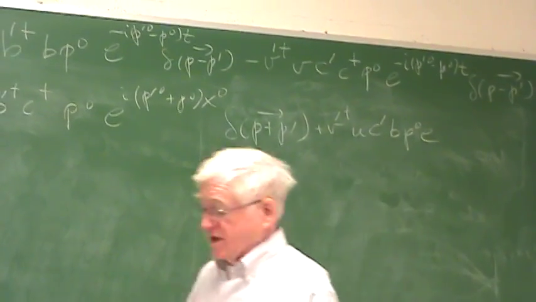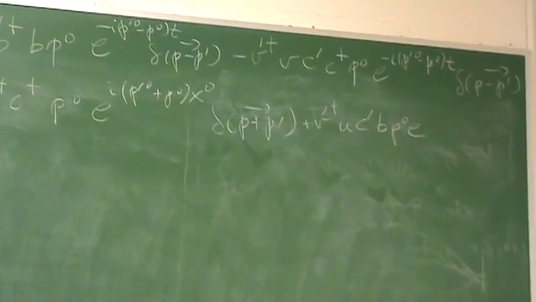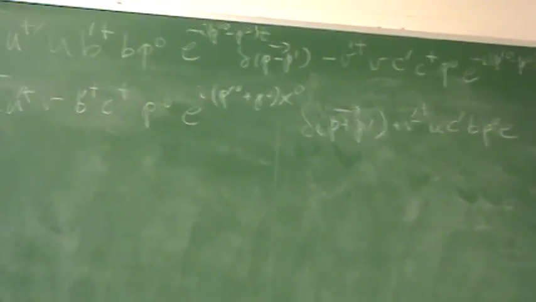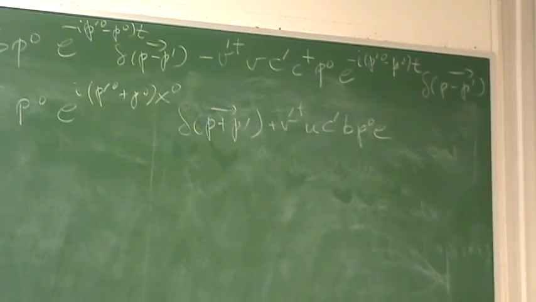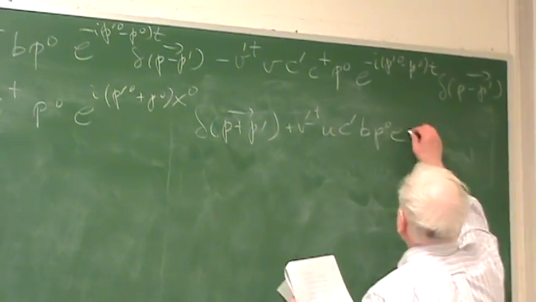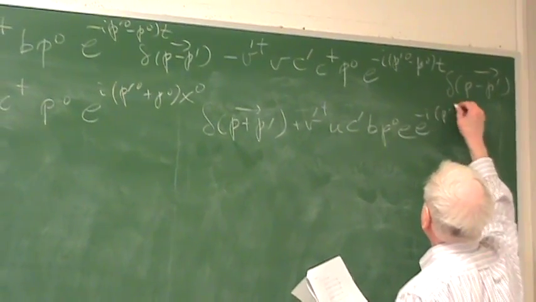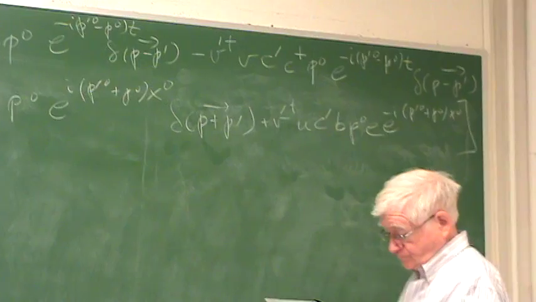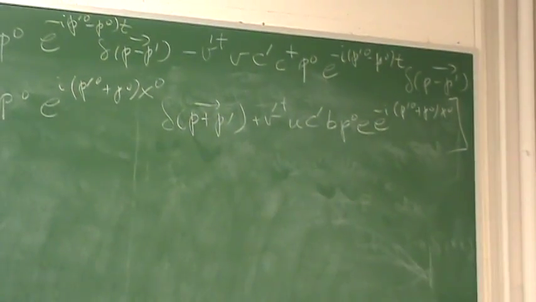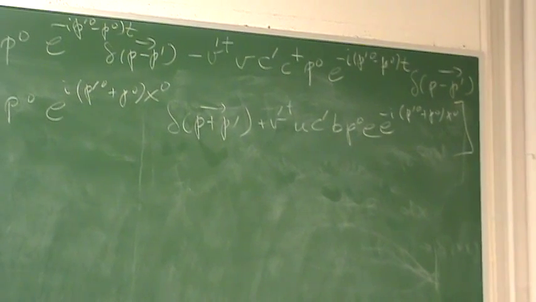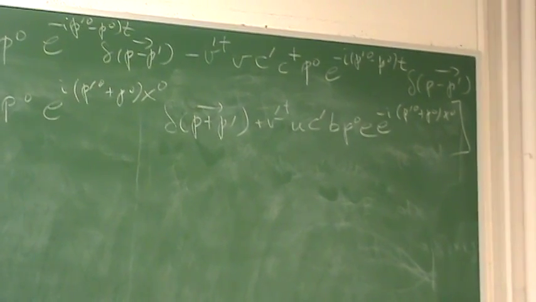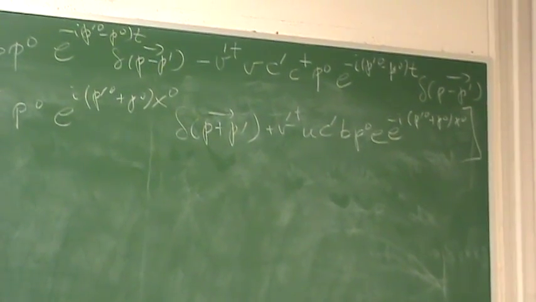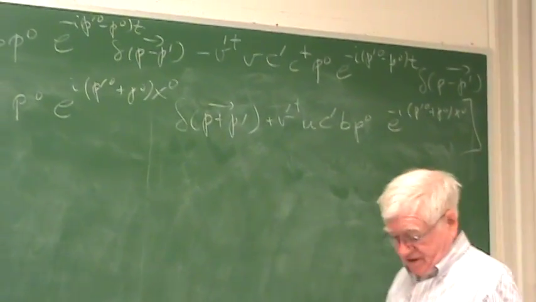All right, so let's look at this one carefully and get it straight. This is B dagger U, and you see this will have a minus. This will be e to the minus i p prime zero plus p zero x zero. Another two e's, so there's a typo here. Typo on the board too. I wrote it wrong on the board. You just wrote an extra e. All right, thanks.